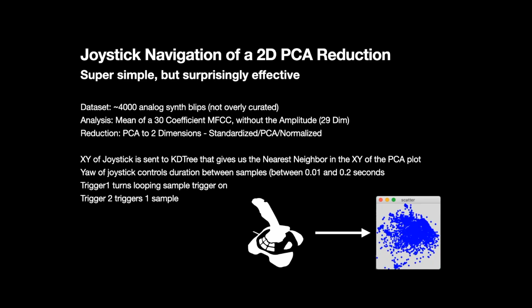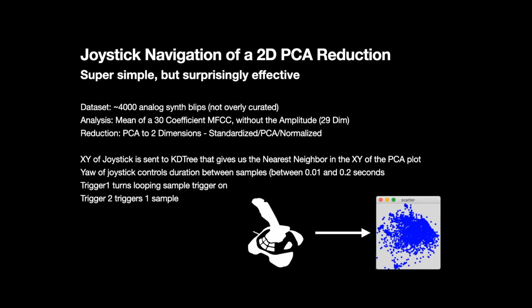The yaw of the joystick, and this is just separate, then controls the duration of the sample. So if I twist to the left, then I get super short samples. Twist to the right, get longer samples. There's 2 triggers. Trigger 1 turns on a looping sample trigger, so it'll loop the duration of the sample, and trigger 2 just plays 1 sample.